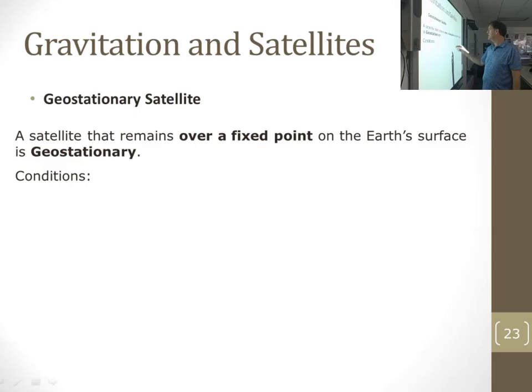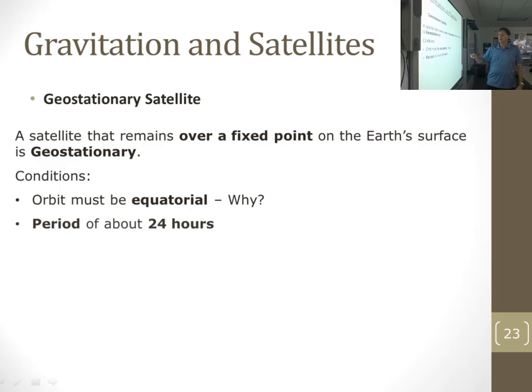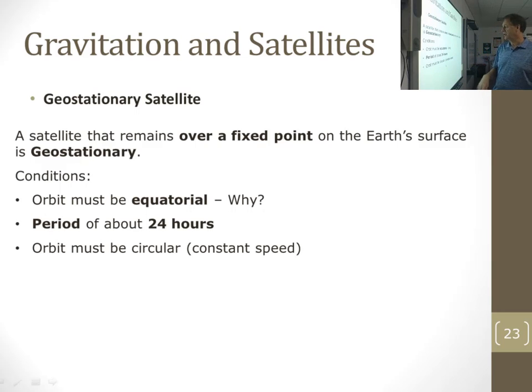Geostationary satellites means it's going to stay over a fixed point above the Earth's surface, or relative to the Earth's surface. And the features of that, or the conditions of that, is it's got to be equatorial, the orbit, so it's got to be above the equator. The period's going to be about 24 hours to match the Earth. Oh, it should be circular, I mentioned that.